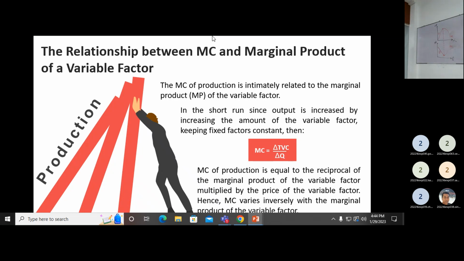Are we having something called fixed cost in the long run? No. Simply change in total cost divided by change in quantity. So here in the short run, we are considering the change in total variable cost.